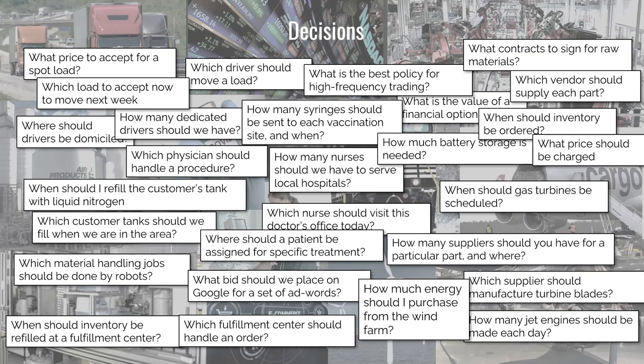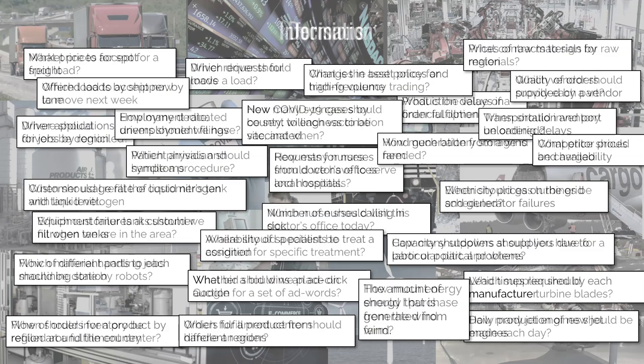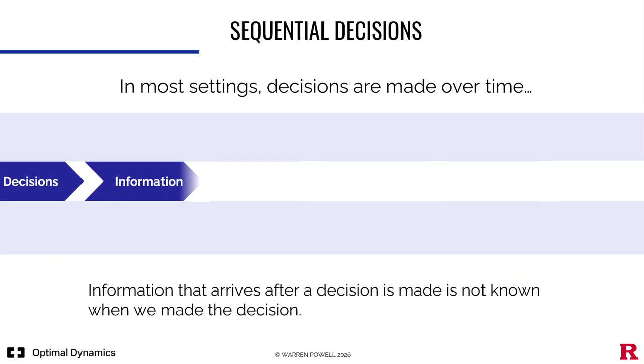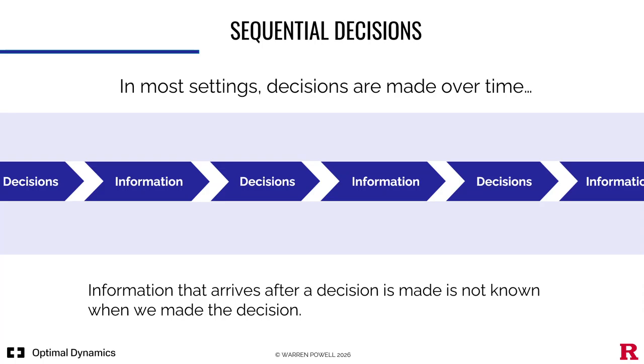Put your eye on a different box. Pick out a decision that you need to make. Now, take a look. This is the information that would come after you make that decision that's relevant to the decision. Now, these are sequential decision problems where you make a decision and information comes, and then you make another decision and more information comes, and so on.